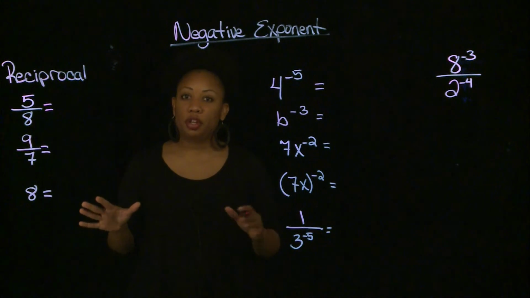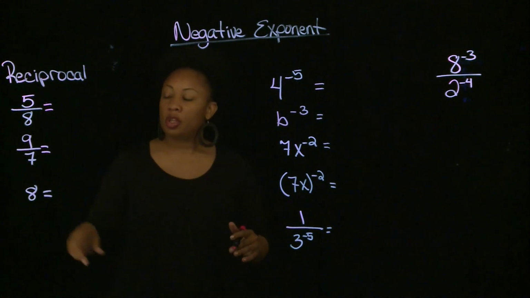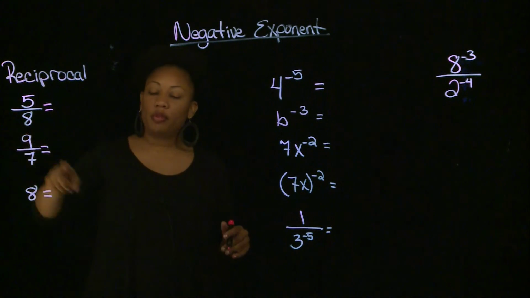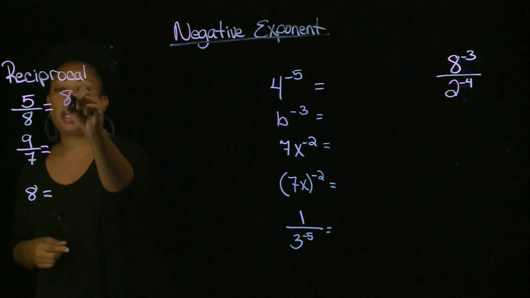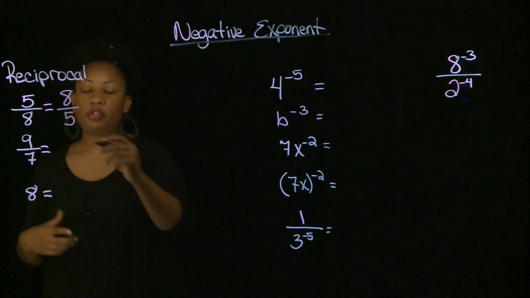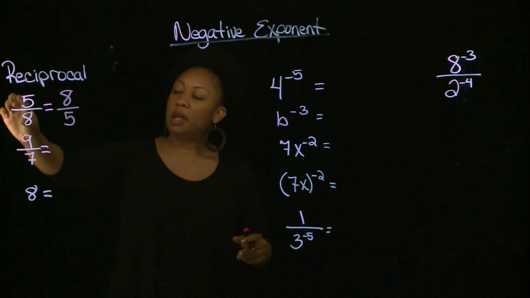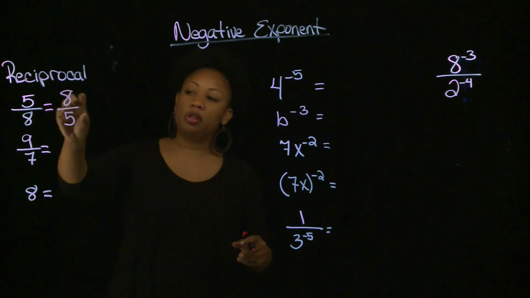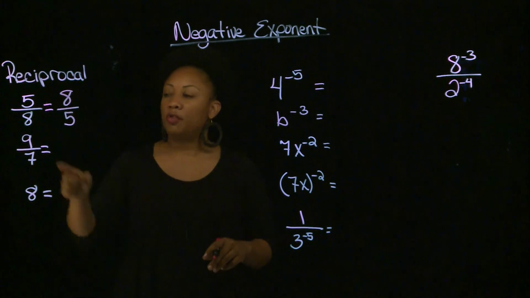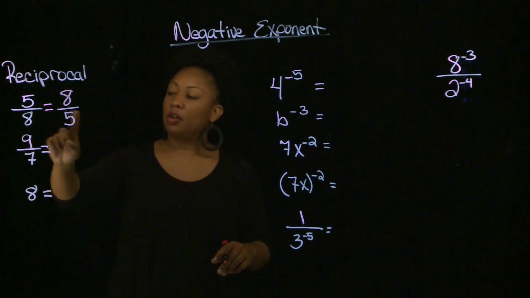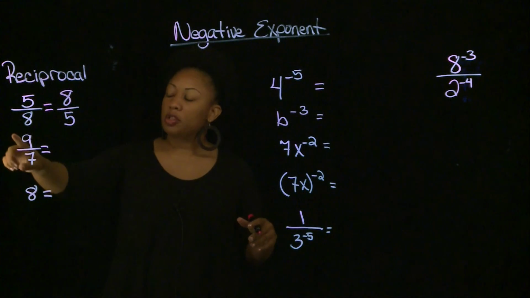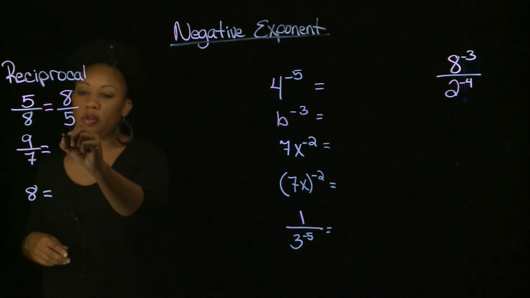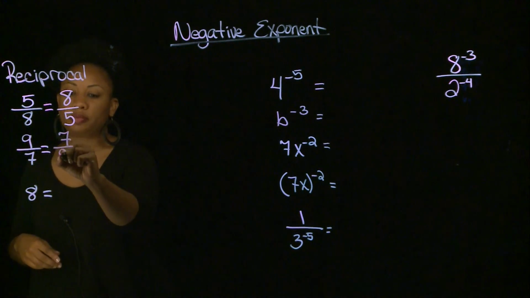So I want to review with you the meaning of a reciprocal. So we have 5 over 8. Remember, the reciprocal is you basically flip it. So it's 8 over 5. The definition of a reciprocal is when you multiply the number times its reciprocal, it gives you 1. So if you have 5 times 8 over 8 times 5, that's going to give you 1. So that's why that's the reciprocal. So 9 over 7, the reciprocal is going to be 7 over 9.